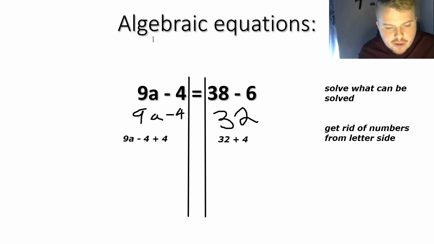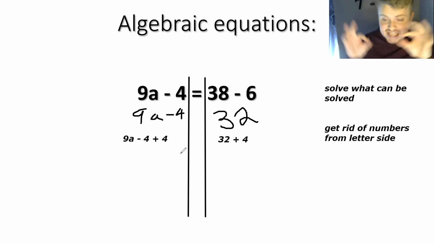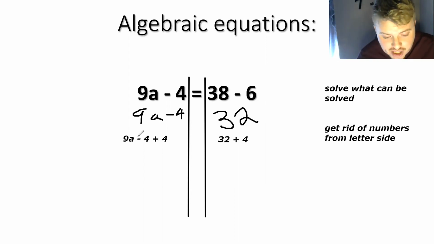Okay, what can be solved? Right, left side, subtract 4, add 4, they cancel each other out. If you take 4 apples from the fruit bowl and then put 4 apples back in the fruit bowl, nothing has changed. 0, it cancels each other out. Okay, so this is gone and we're left with 9a. Let's write it down here. And on the right side, we've got 32 plus 4, that can be solved. The answer is 36.